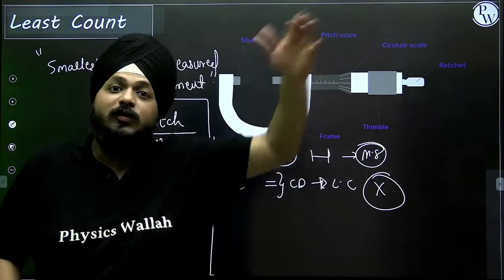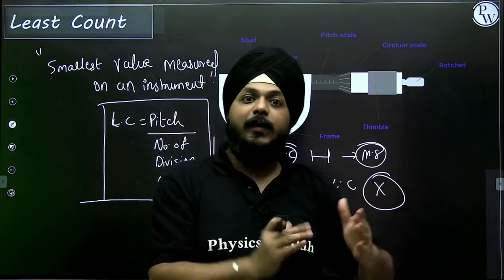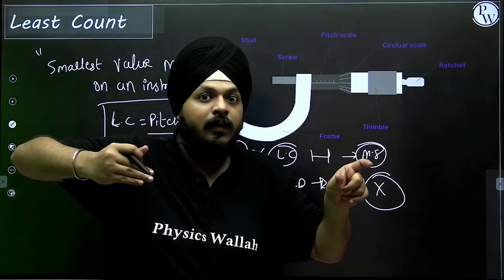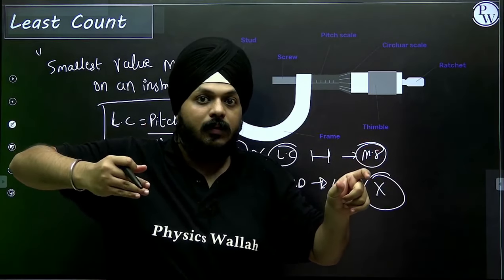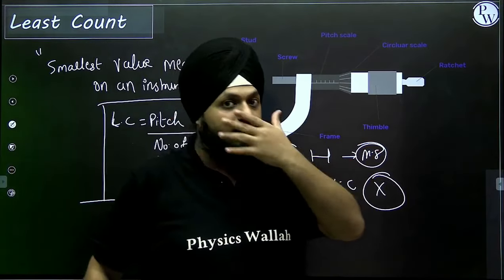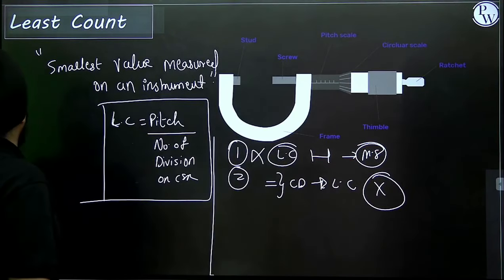So there is a difference. In the caliper it was the smallest, 1 MSD minus 1 VSD. Here, one complete rotation is the pitch, but just about to start, it is the least count. Now we are going to solve this.